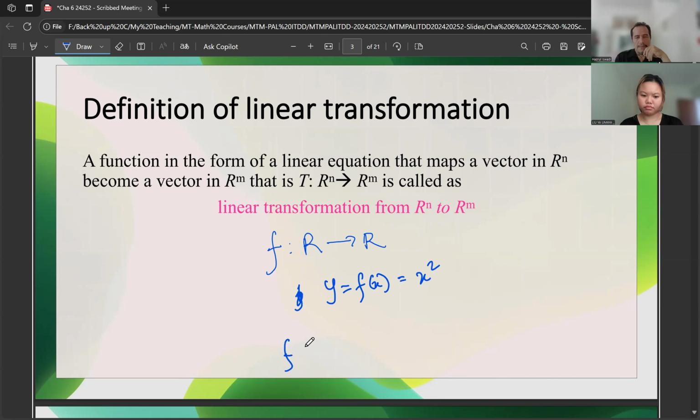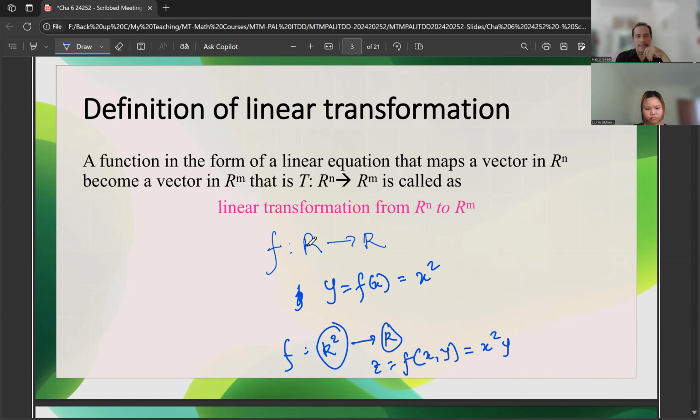Or multivariable, we have a function from R2 to R. For example, z is equal to xy, or in this case, for example, x squared y. This is a function from R2 to R, and this is a function of R to R.